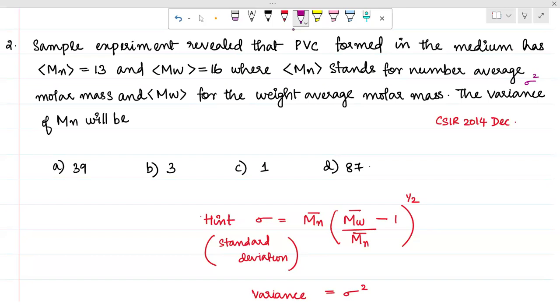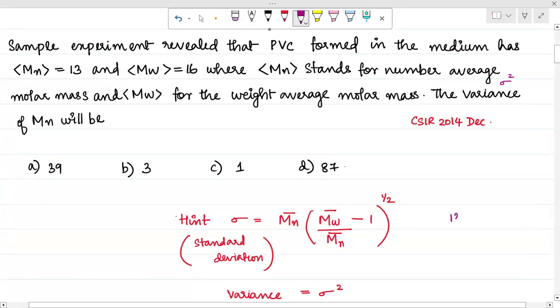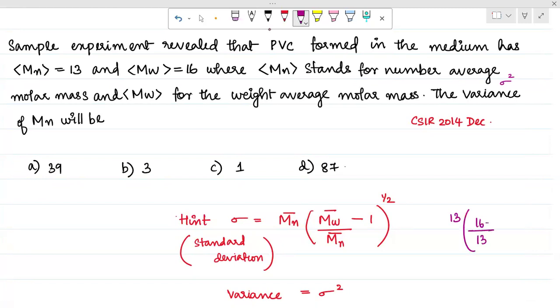So this is the formula of the standard deviation which is given, and we'll try to solve it with the equation which is given. Now see, this equation was not given in the question paper, but since this type of question is very rare, I had given this as your hint so that you can do it. So what is the standard deviation? It is Mn into the square root of Mw by Mn minus 1, to the power 1 by 2. So that is our variance.